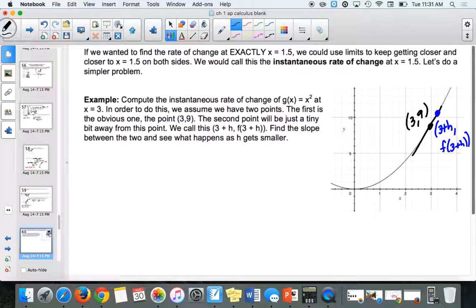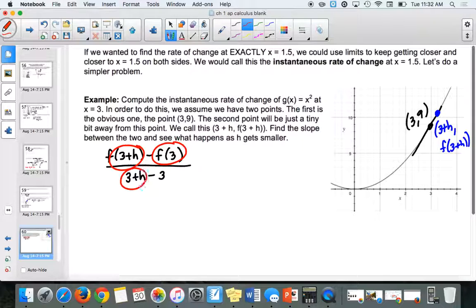So what it looks like is f of 3 plus h minus f of 3 all over 3 plus h minus 3. It is the slope between those 2 points. Do you see it? y2 minus y1 all over x2 minus x1. It's there. Do you guys understand that notation? So g of 3 plus h, or sorry, it's not f, it's g. I should have written it correctly. I said g of whatever.